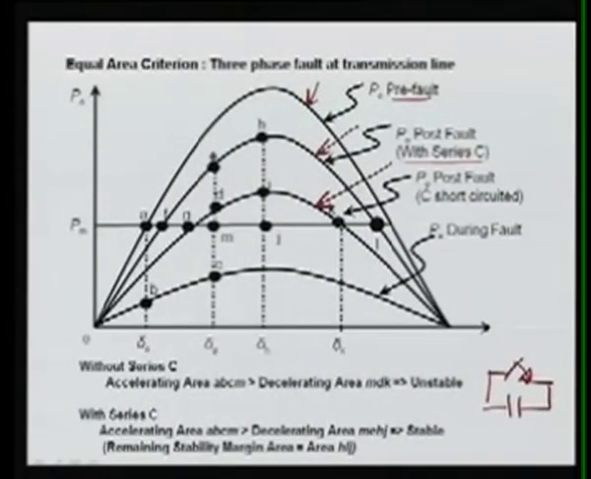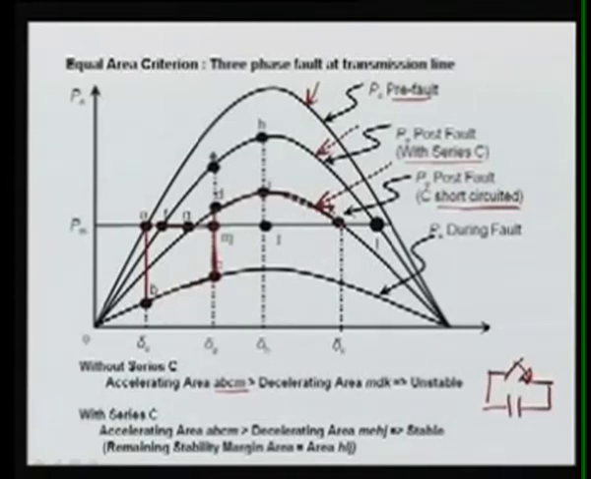Now without capacitor, what is your condition? This is your system after the fault is coming. Once your fault is cleared, it goes to this point, and then it is going to oscillate here. So now you can see your area here, this ABCM area, is more than this area. That decelerating area, your MDK, is less, meaning your system is less stable. If the area is less, it is not stable at all.